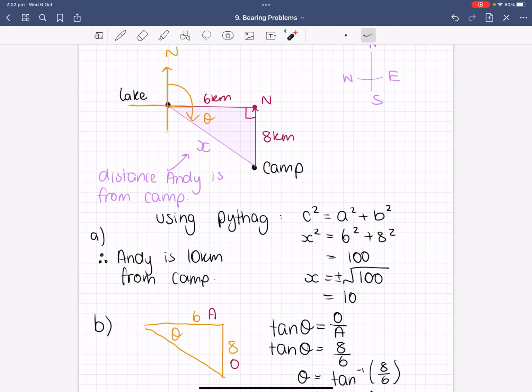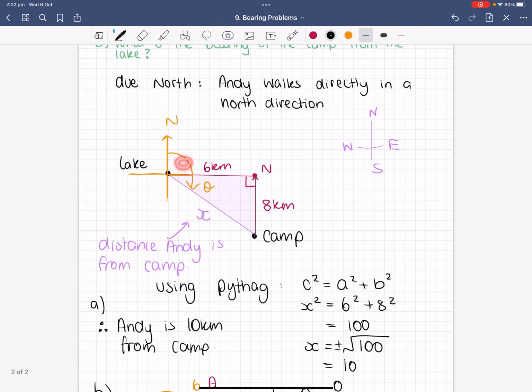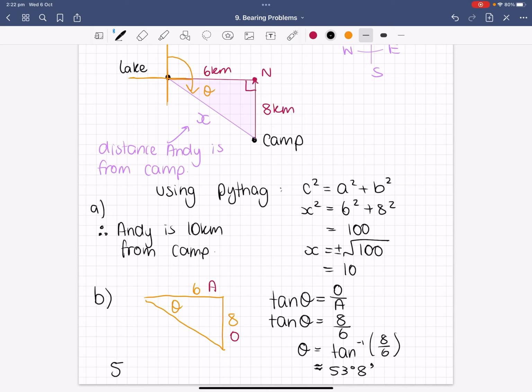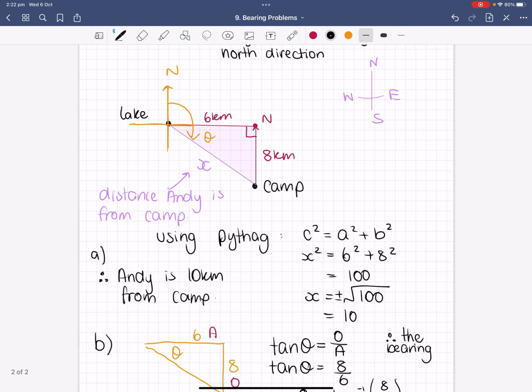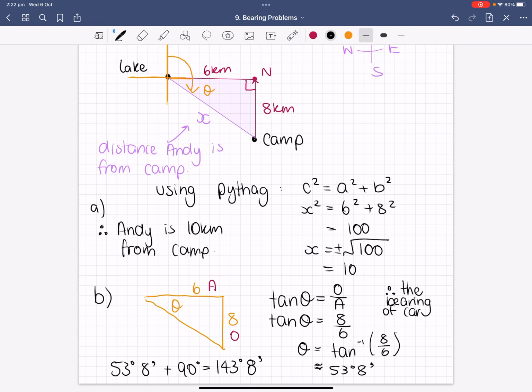But because we want the whole thing, you just add it to 90 degrees. So we've got 53 degrees and 8 minutes plus 90 degrees, which is going to be approximately 140 degrees and 8 minutes. Okay, so therefore the bearing of Camp from the Lake is this.